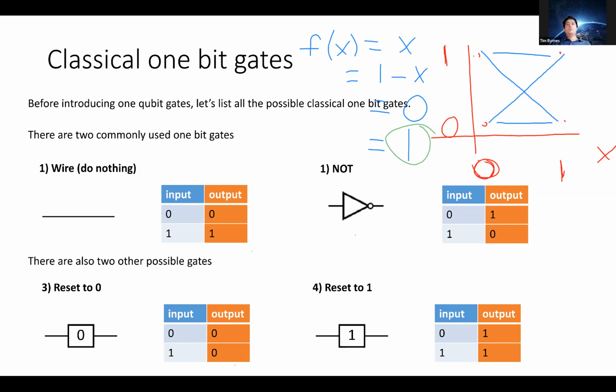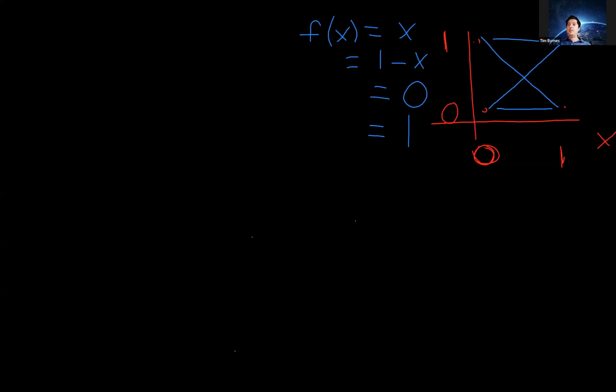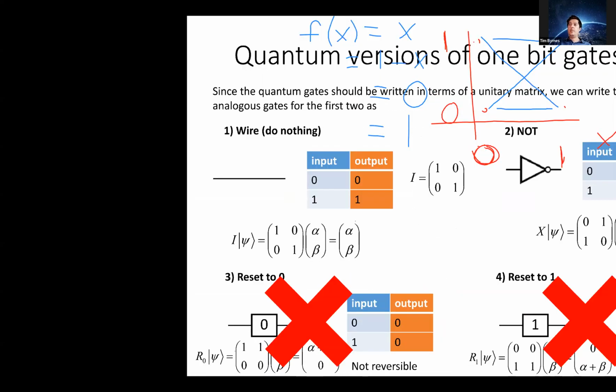So classically, those are all the possible gates, or functions, if you like, that you can have in this case. Now let's look at what happens in the quantum case.